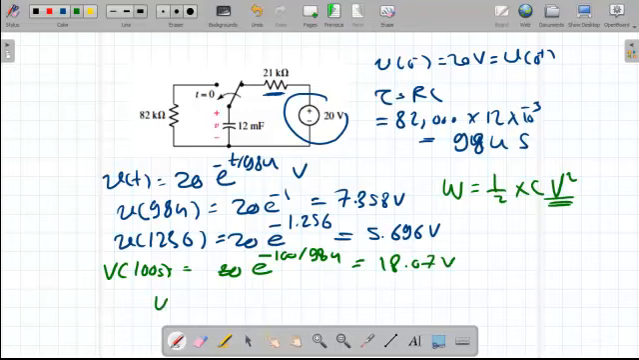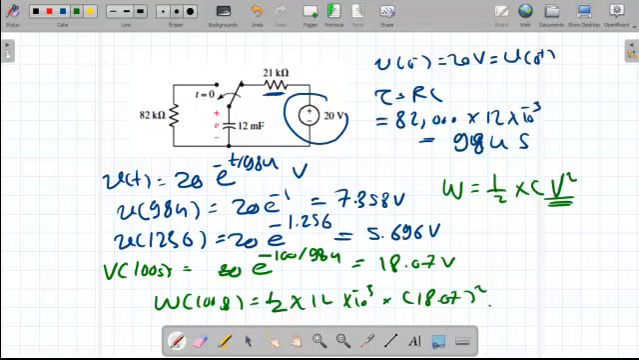So W at 100 second will equal half times 12 times 10 to the minus 3 times 18.07 squared, so 1.959 watt.